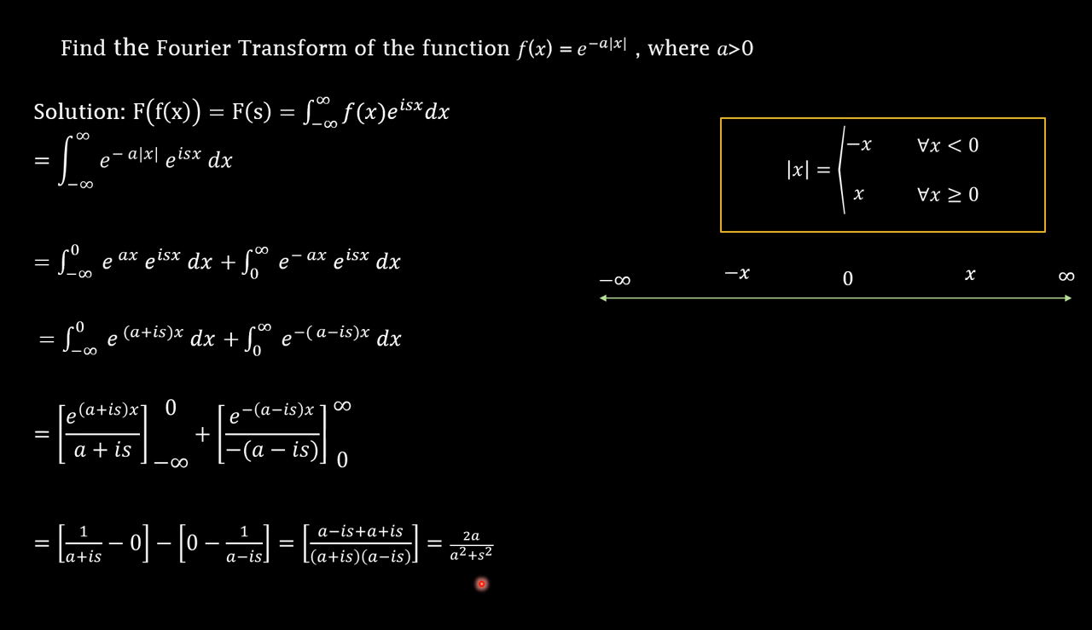You are going to get the answer as 2a by a square plus s square. So what is the Fourier transform of the given function? The Fourier transform of the given function is 2a by a square plus s square. Hope you got it.